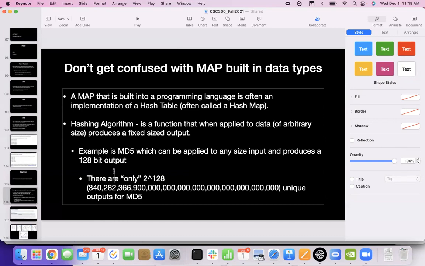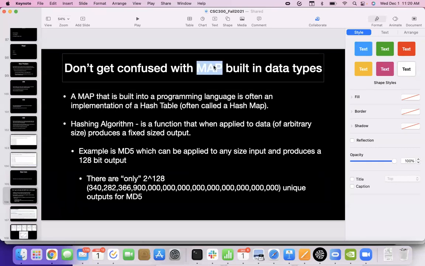All right, but the punchline of all this for us is that if you look at many modern languages, they do have a map or hash map data type or object available to you. And chances are that is not going to work like what we are describing our graph as being, even though we're applying our graph to solve the real world problem of representing a map.